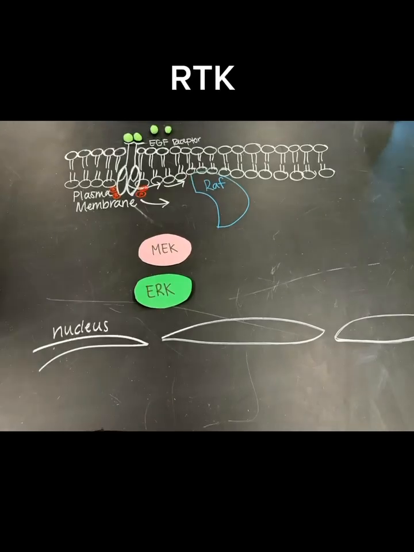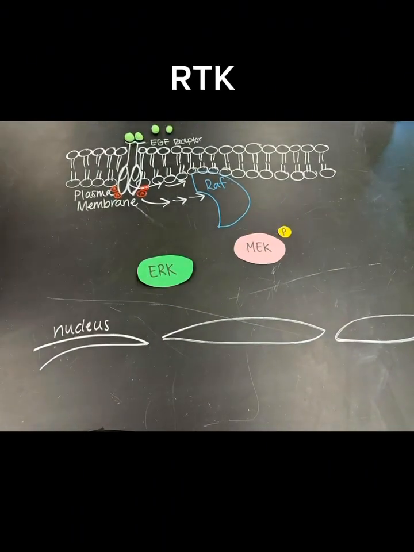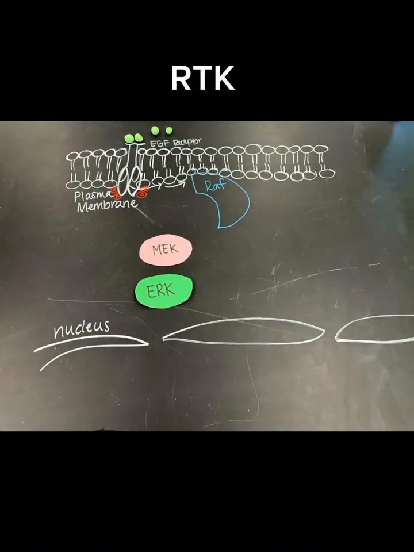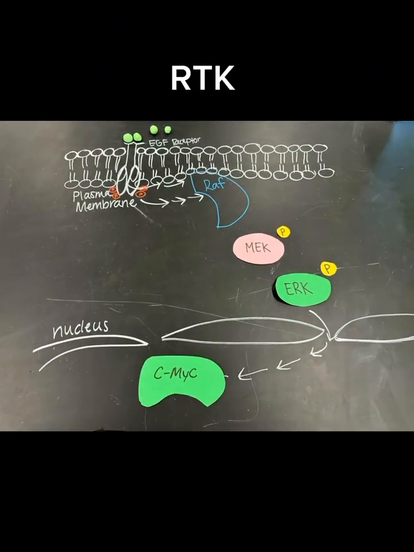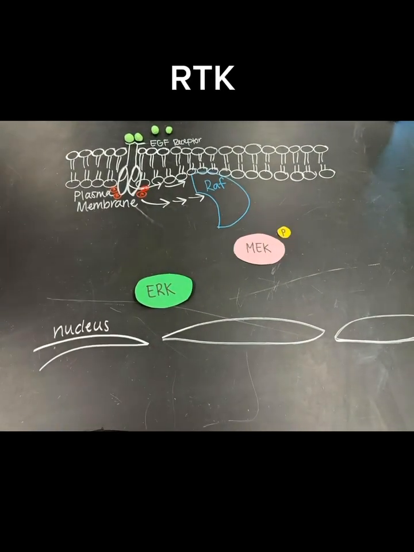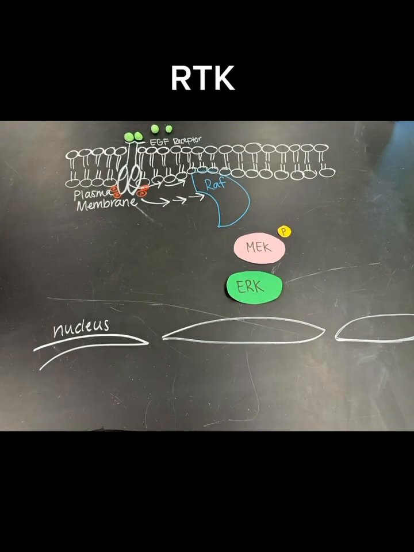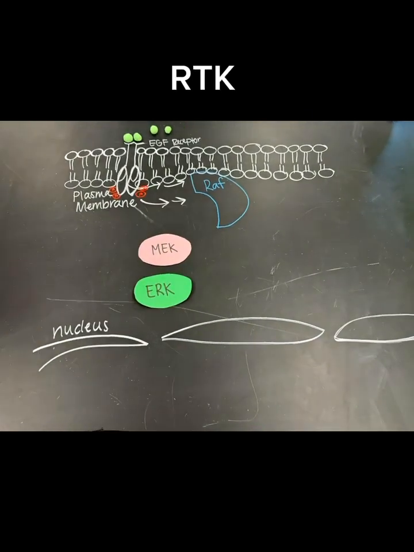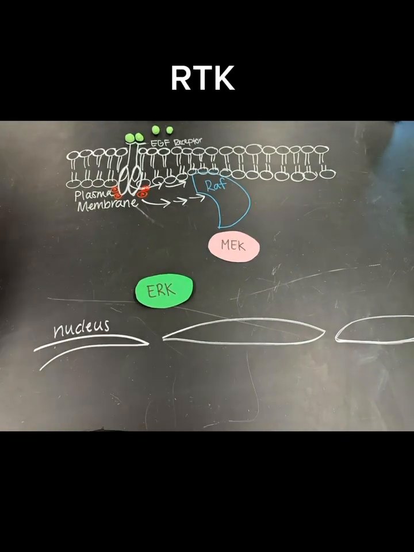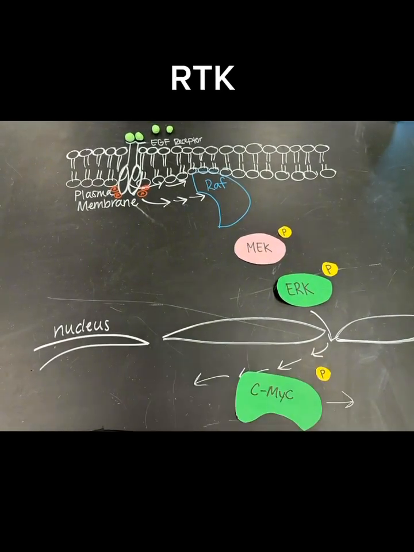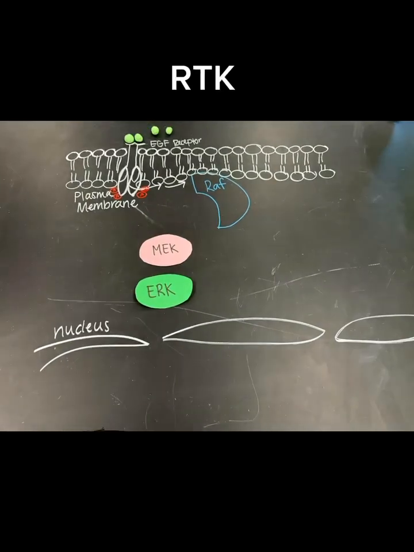It activates the intracellular domain. This activation recruits signaling proteins like RAF, a MAP kinase. RAF phosphorylates and activates MEK. Activated ERK phosphorylates cytosolic targets and translocates into the nucleus, where it phosphorylates transcription factors such as CMYC. These transcription factors drive the expression of genes involved in cell growth and division.